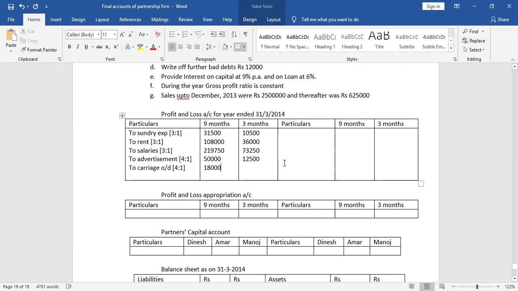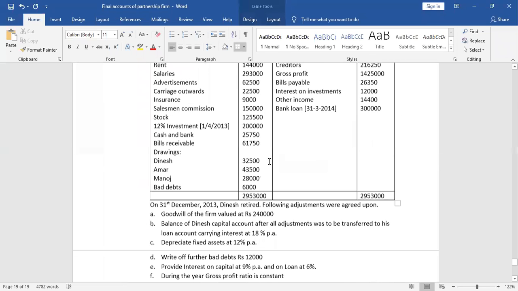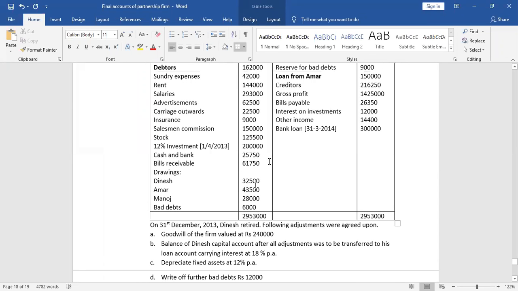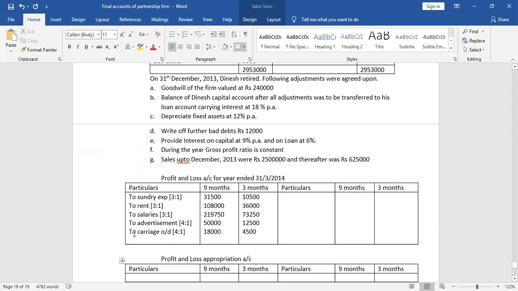18,000 and 4,500. After carriage outward, we have insurance. Insurance is not related to sales, so it is related to time. Before retirement months and after retirement months are 9 and 3. So what ratio will we see? 3:1.